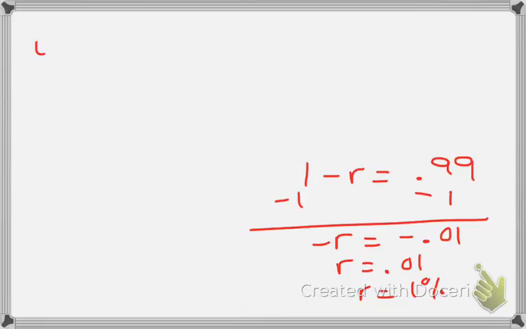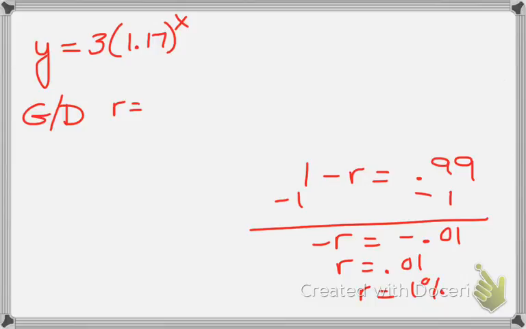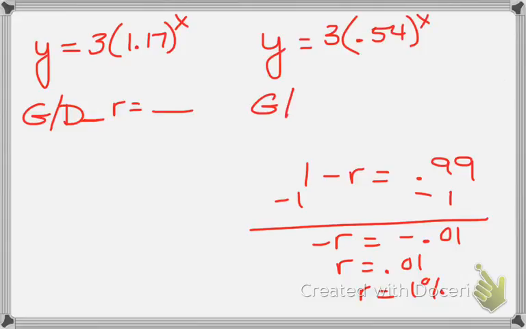All right. So y is equal to 3 times 1.17 to the x. I want you to decide, is it growth or decay? And then I want you to tell me what the r is equal to. Y is equal to 3 times 0.54 to the x. Growth or decay? And then what's the r equal to?